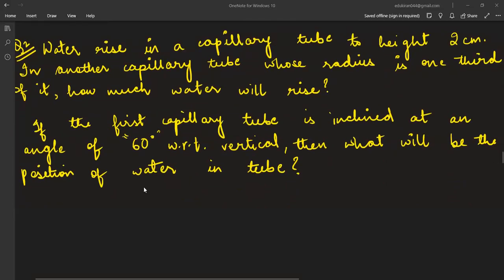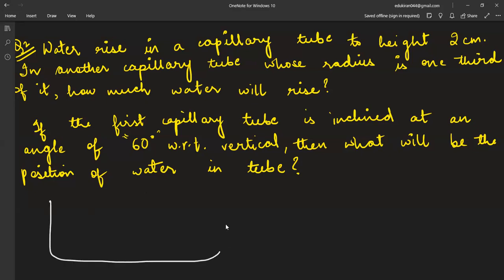See, this says that water rises in a capillary tube to a height of 2 centimeters. In another capillary tube whose radius is 1/3 of it, how much water will rise if the first capillary tube is inclined at an angle of 60 degrees with respect to vertical? Now, what will be the position of water in the tube?